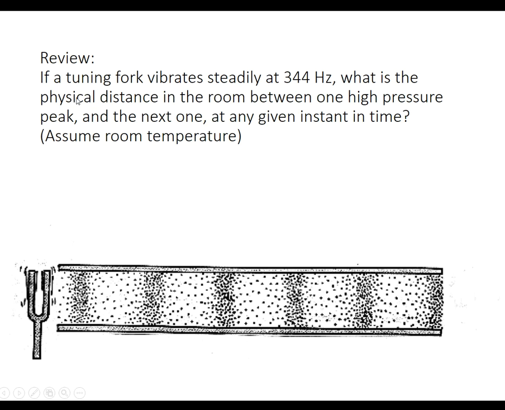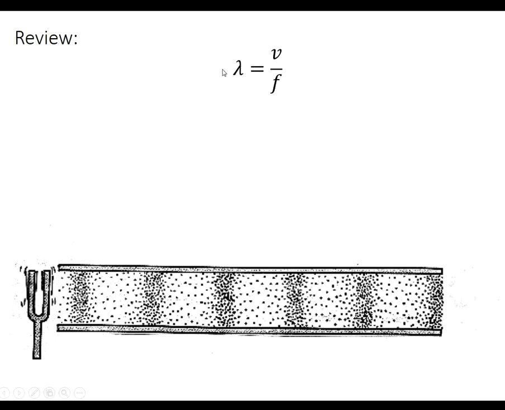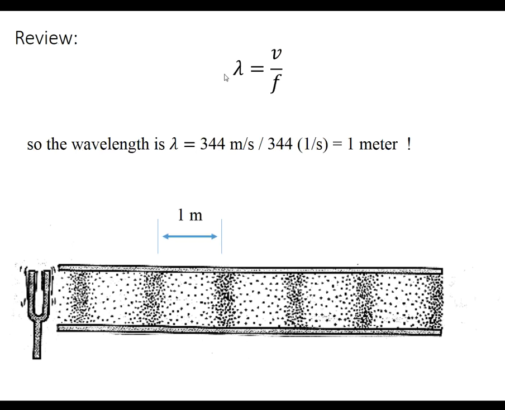It says physical distance between one high pressure peak and the next one, but really what I want you to get out of this kind of question is realizing that this is the length of a wave, which is lambda. So the length of the wave is simply the speed of sound divided by the frequency. And of course the frequency is in 1 over seconds, or inverse seconds, yielding a result which is 1 meter. I chose the numbers to make the math a little easier. This is just to help remind you and reinforce an important concept in this class.